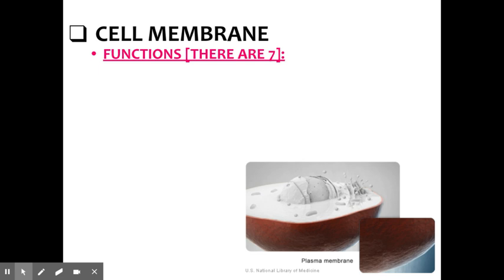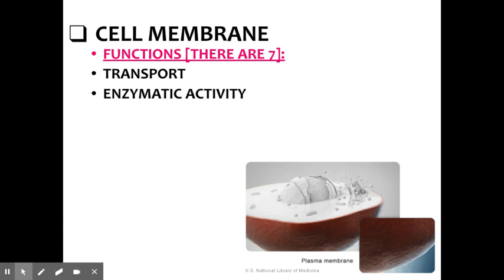The functions of the plasma membrane, there are 7 actually. The first is to transport things either into or out of the cell. Also, there can be enzymatic activity at the cell membrane, and that usually is in conjunction with signal transduction.